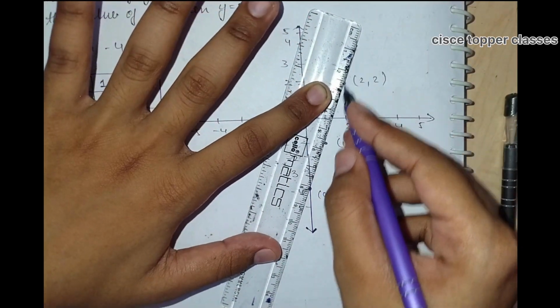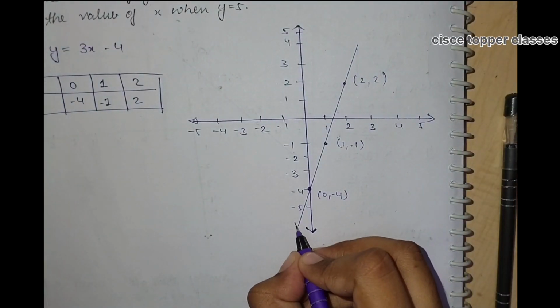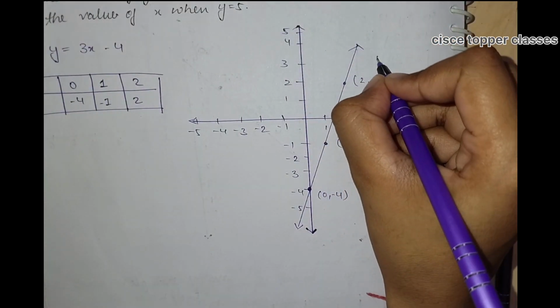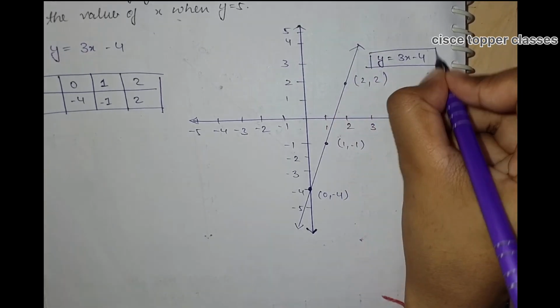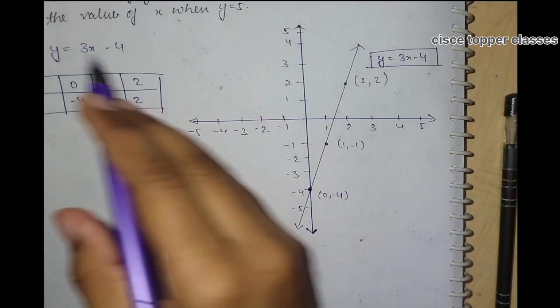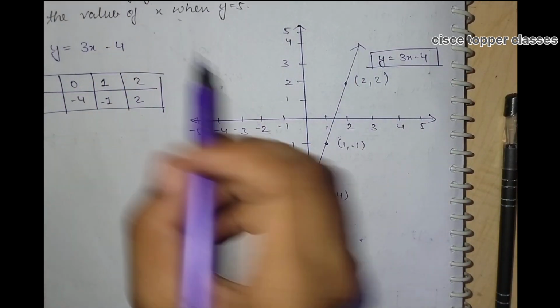So this is the line here if we draw. With this we can write y is equal to 3x minus 4. So this is the graph of this linear equation. Now we have to find the value of y graphically.